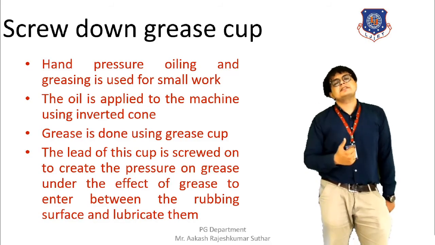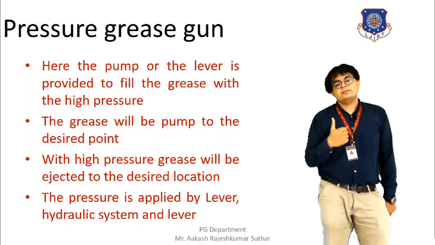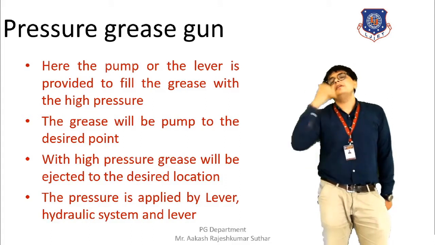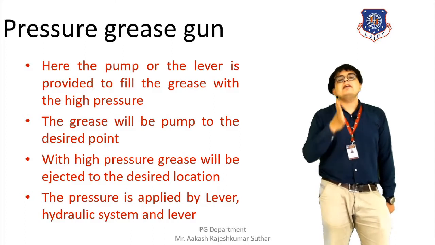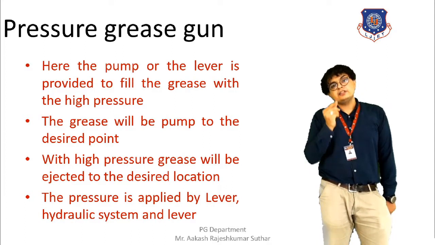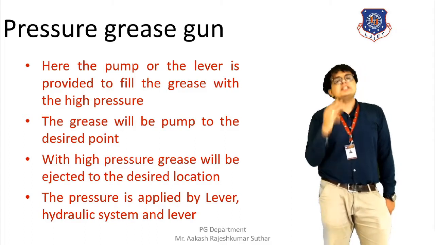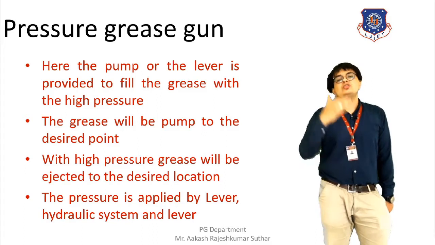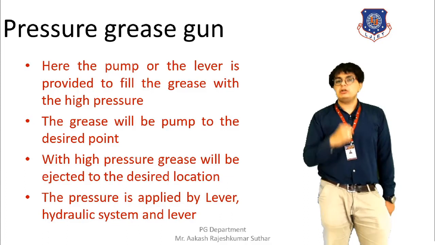Moving towards the next, that is the pressurized grease gun. The name only suggests that we are providing pressure in some way. So basically in a pressurized grease gun, we have equipment where the pressure is provided externally. There are mainly three ways to provide pressure. One is the lever. With the help of a lever, we can provide pressure to the lubrication. We can provide pressure through a hydraulic machine also.